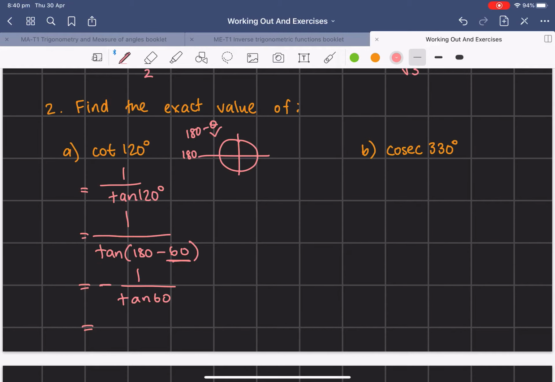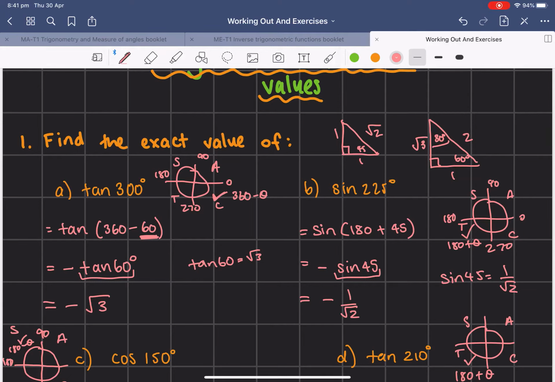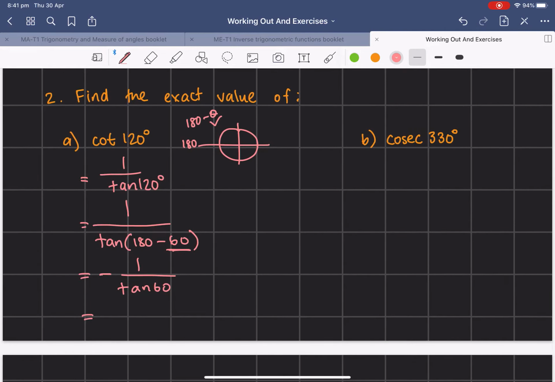All right, tan 60, I'm just going to scroll back up. So tan 60, opposite over adjacent. We did this one before, is root 3. So it's going to be negative 1 on tan 60, which is root 3, so negative 1 on root 3. Let's have a look at the next one, cosec. So I'm going to rewrite it, 1 on sine 330.